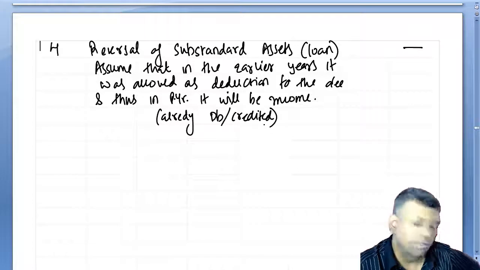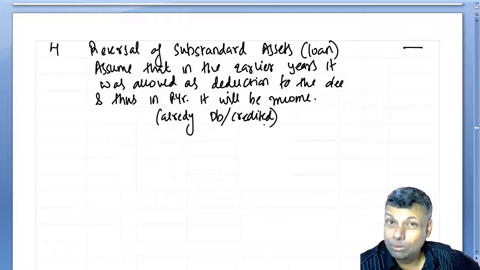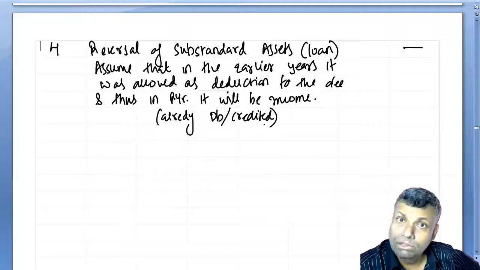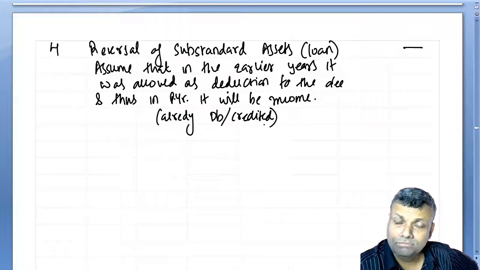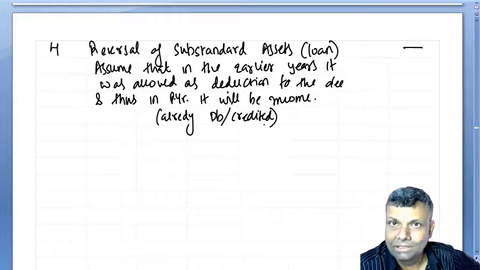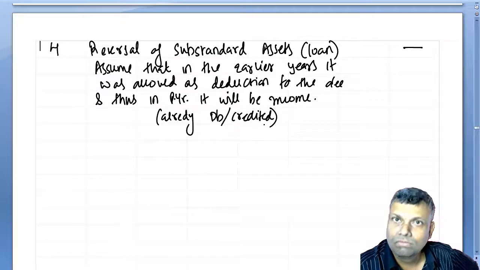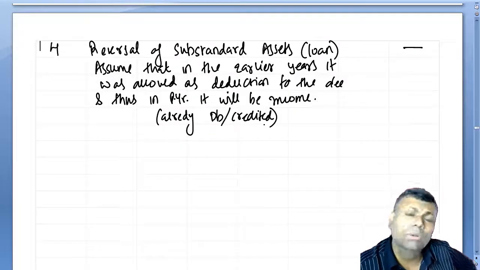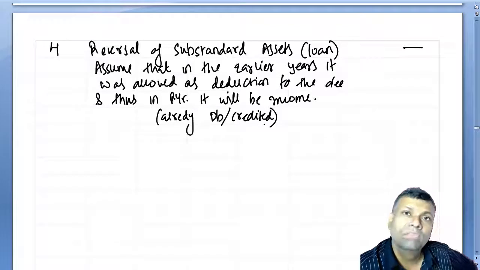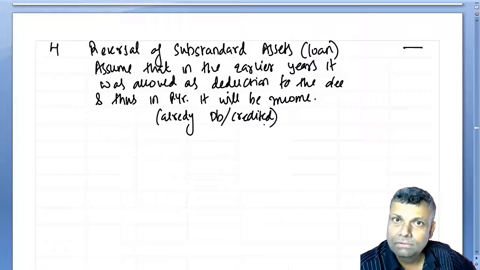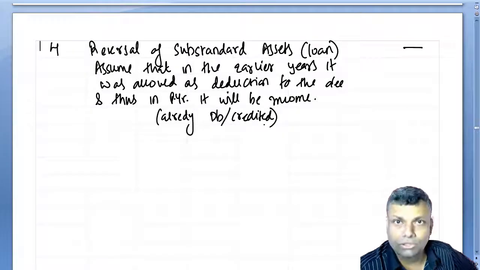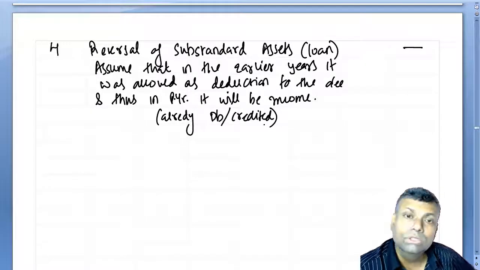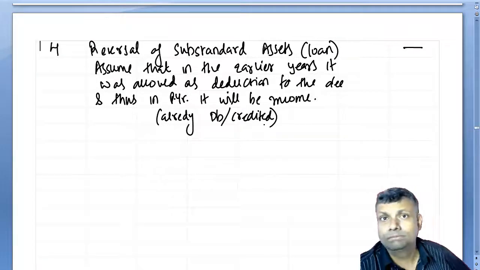Now, let me tell you why this assumption is very important. That in the earlier years, when it was allowed as a deduction, only then in the current year it can be taxed as income. For example, bad debts. I'll relate it with the word bad debts because word bad debts is very simple for students to understand. The bad debts, when you write off, the income tax should have given you a deduction. There are many situations where the assessee writes off the bad debts, but the income tax officer does not give the deduction.